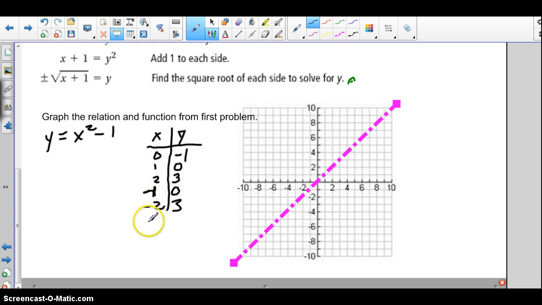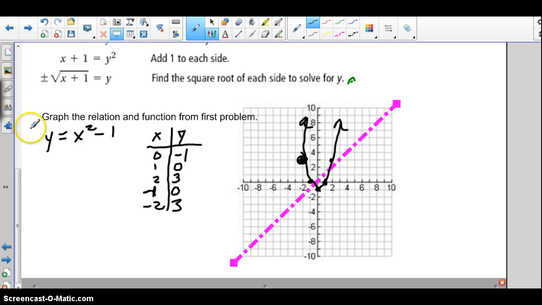So what we can do is go ahead and plot these points. 0, negative 1. 1, 0. 2, 3. Negative 1, 0. Negative 2, 3. And get our little parabola that way. Fine. Just make your dot bigger, guys.